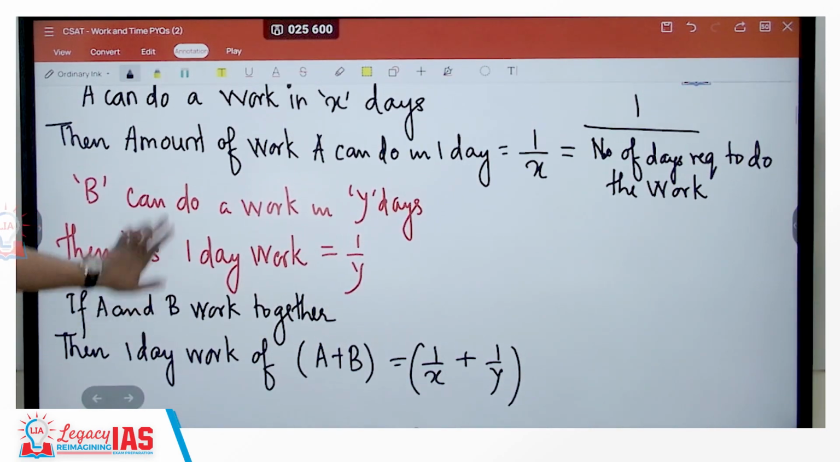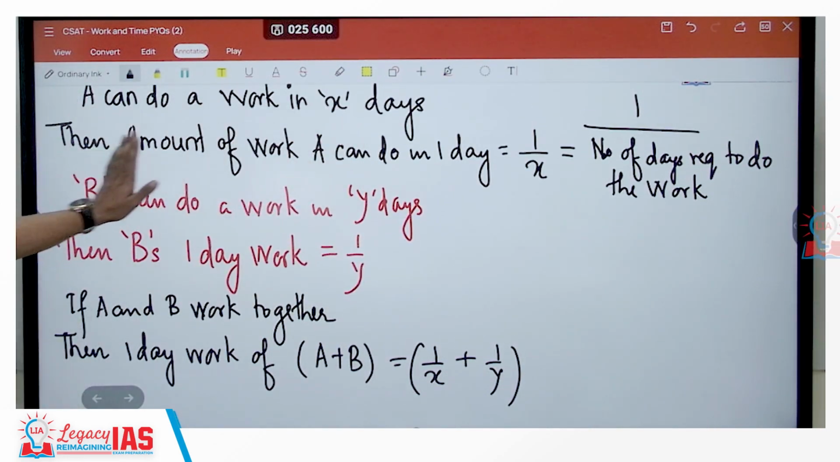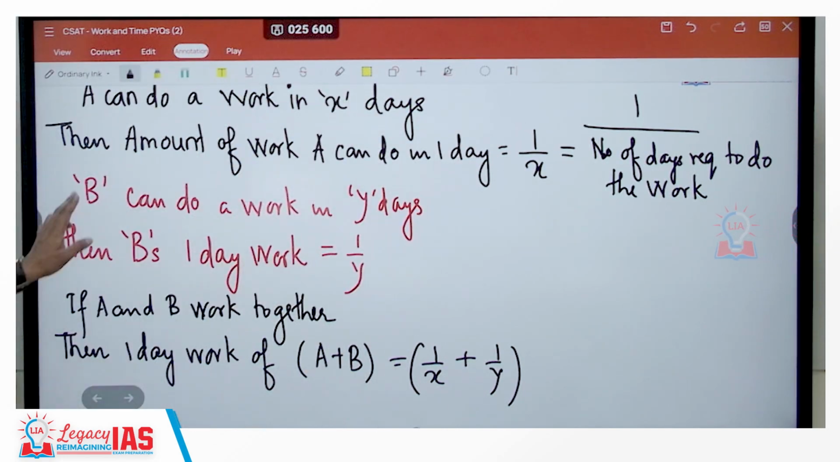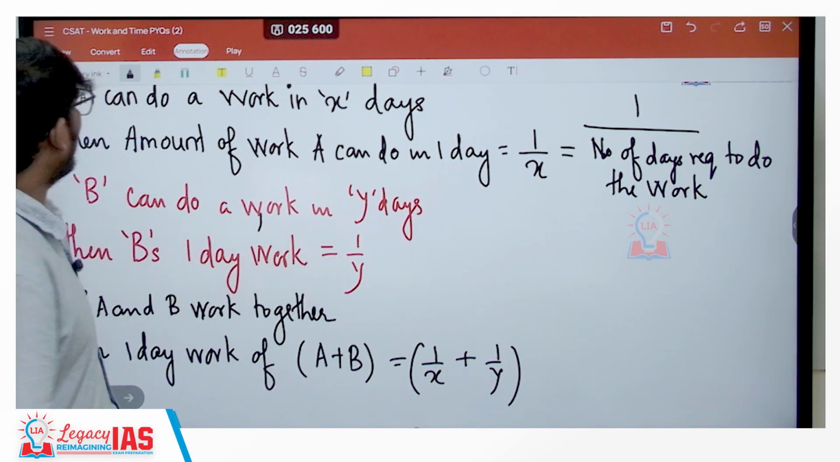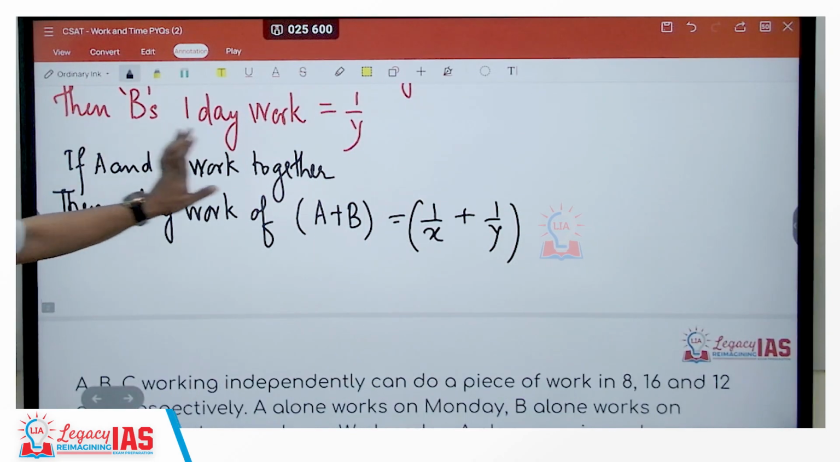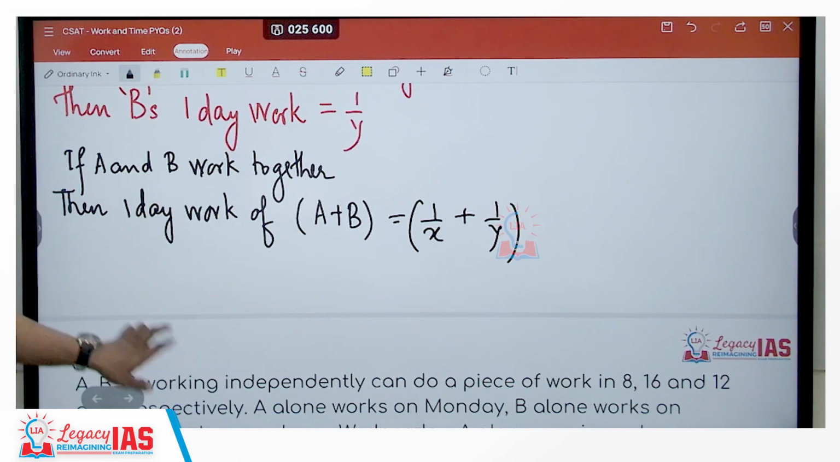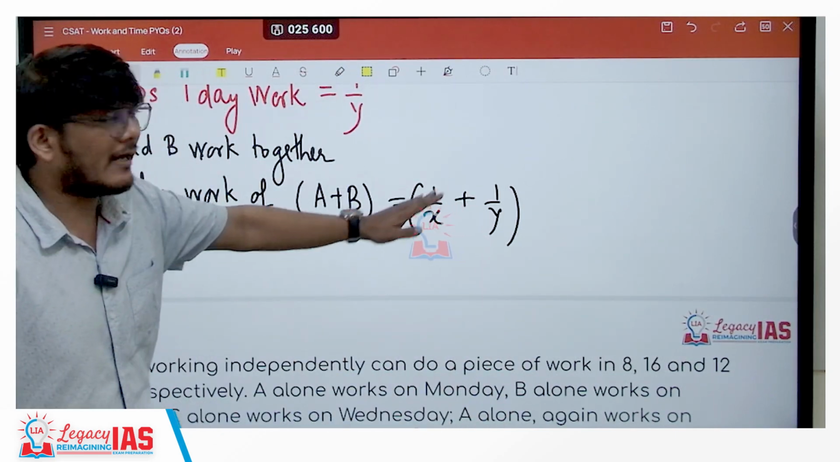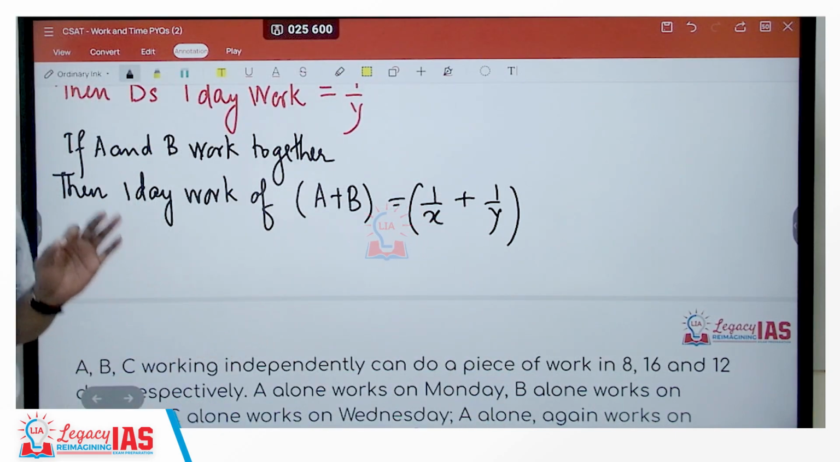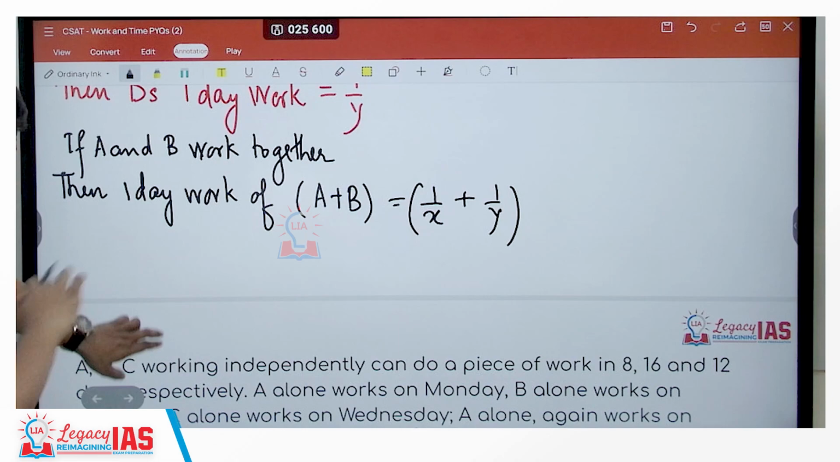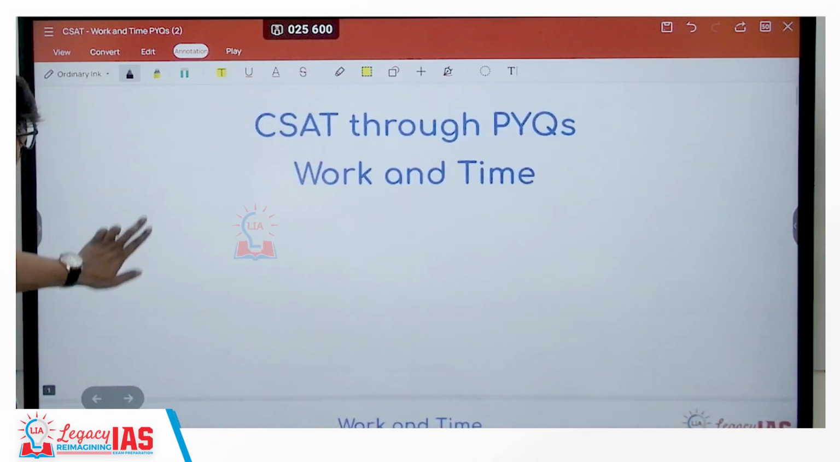If A is doing a work in X days, then in 1 day, A will be doing 1 by X of the work. If B is doing a work in Y days, then in 1 day, B will be doing 1 by Y of the work. At the same time, if we have to see how much work A and B can do together in 1 day, that will be nothing but the 1 day work of A plus the 1 day work of B, that is 1 upon X plus 1 upon Y. This is the only thing that you have to remember, plus one more thing I will give you, and then all the questions can be answered.